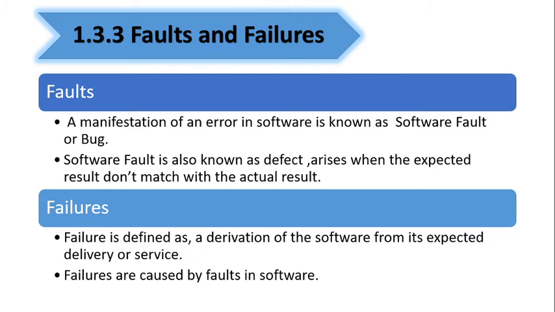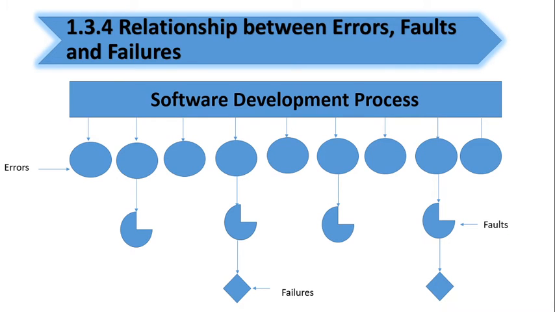There is a relationship between errors, faults, and failures. That is, in a software development process, errors occur. If those errors are not resolved, then faults occur. And if those faults are not resolved, then failure occurs.